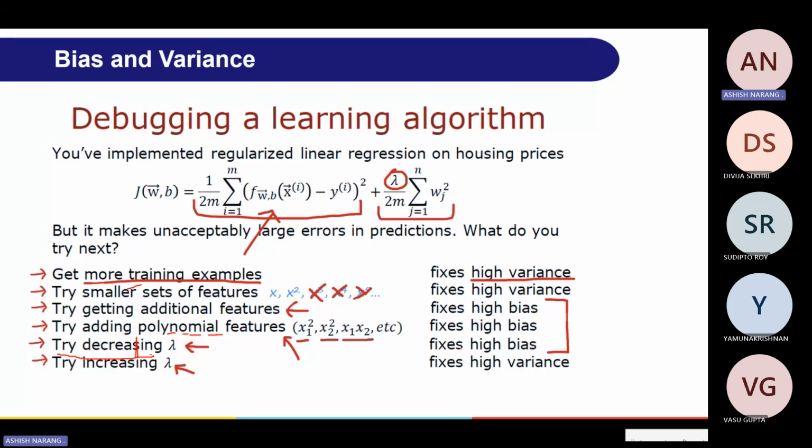These are all the things that we can try when my learning model is not acceptable, with unacceptably large errors in predictions. Basically, my test error is high. So if my test error is high, I can reduce the variance part. That's more important if my test error is high.